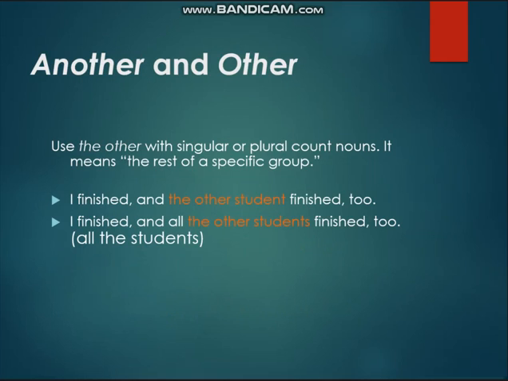Use the other with singular or plural count nouns. It means the rest of a specific group. For example, I finished and the other student finished too. Or I finished and all the other students finished too. It means all the other students.